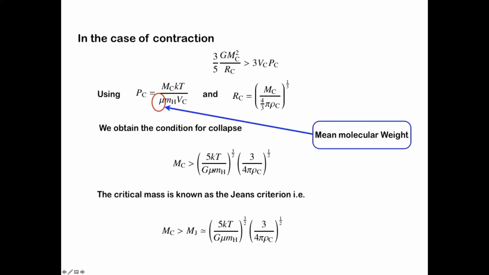So we have lots of constants here, you see, but what's important is the temperature term that now goes to the 3.5 power, and the density term, which now goes to the -1/2. And this is the only thing you need to remember. So the mass of the cloud, if it is larger than this, it will indeed collapse.